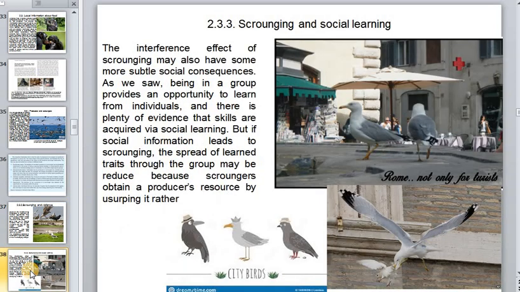And in the city, crowding and social learning, these three kinds of birds just occupy the cities, you know. The interface effect of crowding may also have some more subtle social consequences. And as we saw, being in a group provides an opportunity to learn from individuals, and there is plenty of evidence that skills are acquired via social learning. But if social information leads to scrounging, the spread of learned traits through the group may be reduced, because scroungers obtain a producer's resource by usurping it.